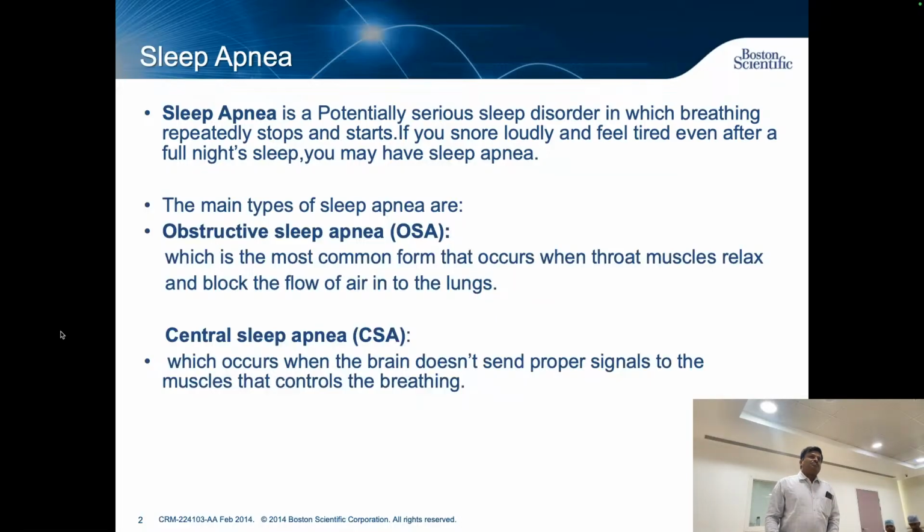There are two main types of sleep apnea. Correct me if I am wrong, sir, anywhere. The two varieties that we find are obstructive sleep apnea and central sleep apnea. Obstructive sleep apnea is the most common. The throat muscles relax and block the flow of air into the lungs. That is the concern.